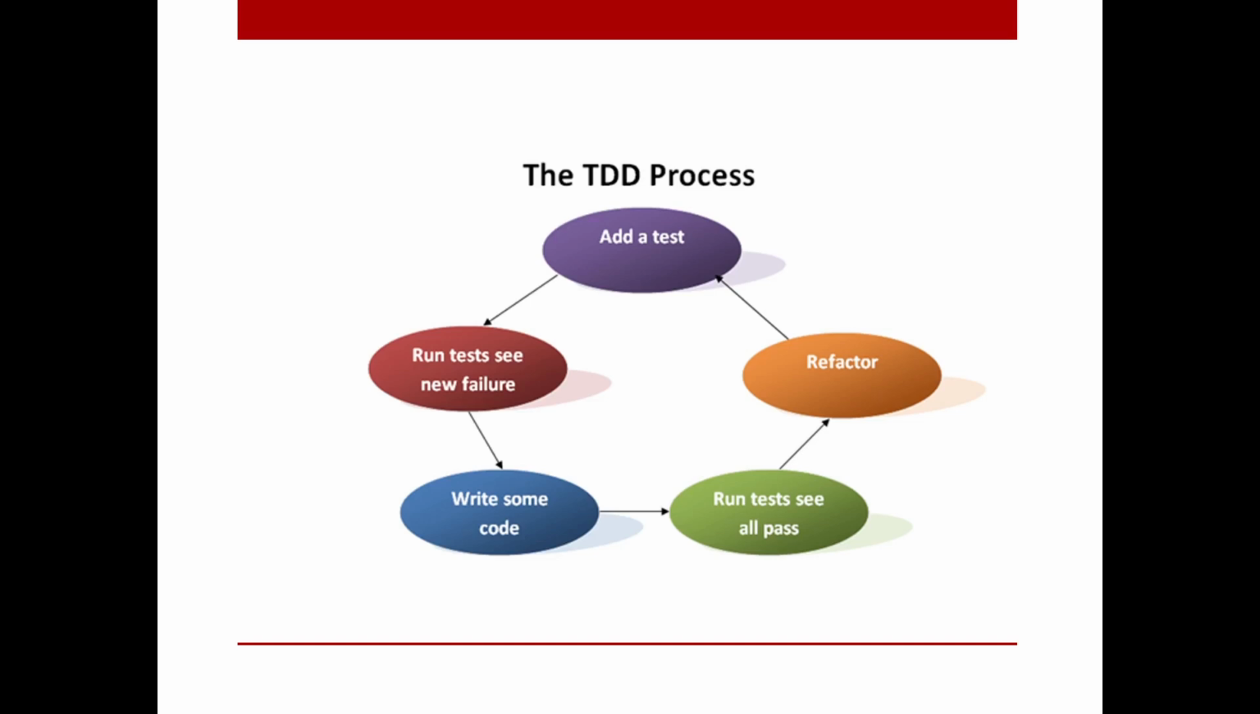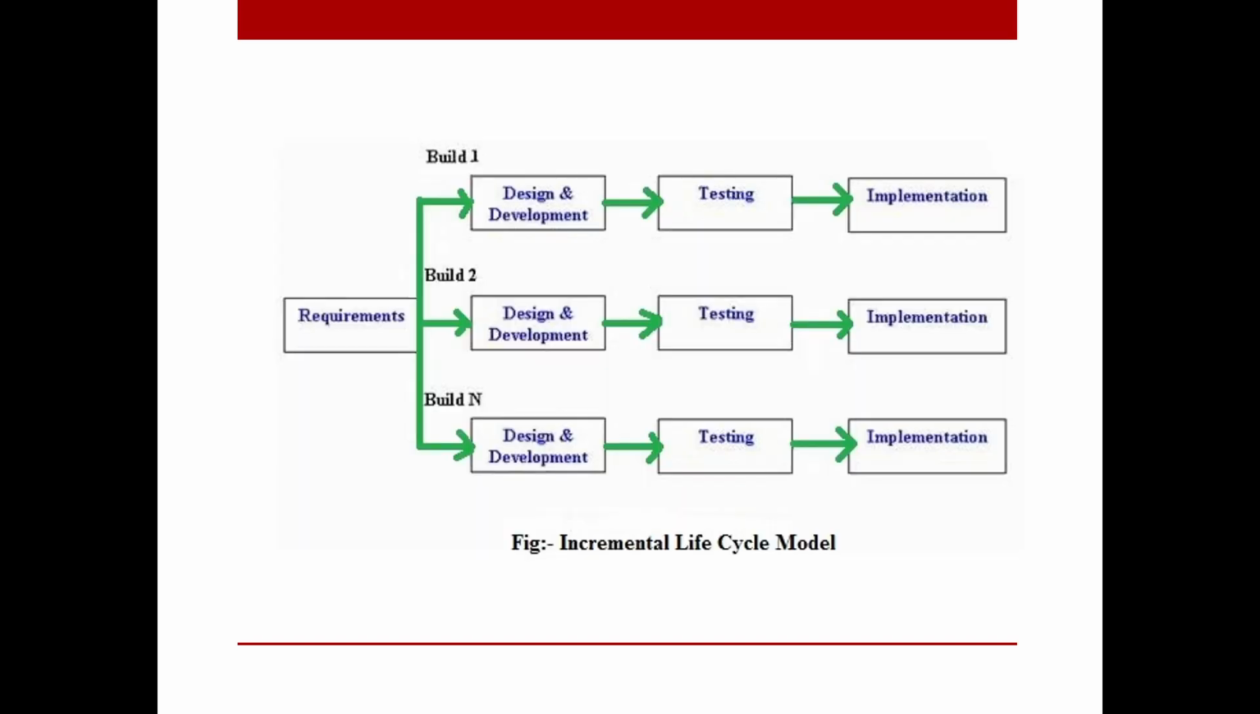Let us see the next model, that is the incremental lifecycle model. The incremental model is a process of software development where requirements are divided into multiple standalone modules of the software development lifecycle. In this model, each module goes through the requirements, design, implementation, and testing phase. Every subsequent release of the module adds function to the previous release. The process continues until the complete system is achieved.